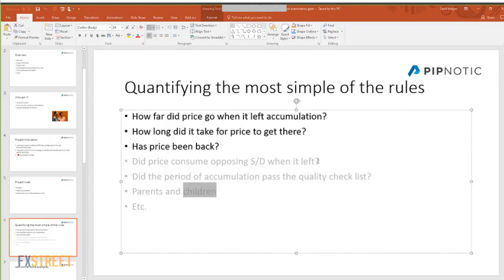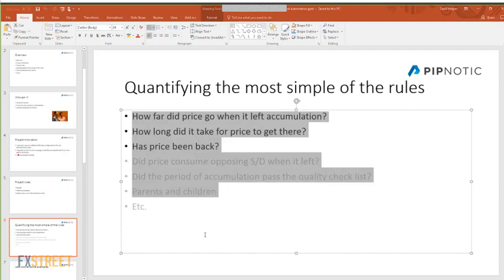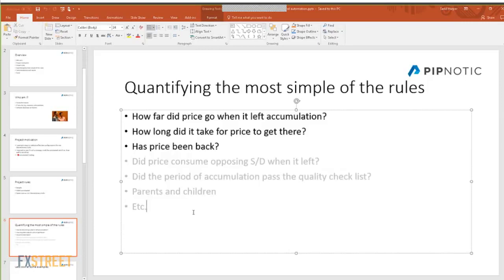Then we have this one, of course, the price consuming opposing supply and demand. So when the algorithm identifies an area of supply and demand, what happens there? Can we consume opposing supply and demand? Is that opposing area of supply and demand qualified? Is it a parent? Is it a child? Did it pass the quality checklist? And so you can see the complexity of me having to implement all of these rules, and the other ones that aren't on here, is kind of a daunting task, and I really didn't want that.